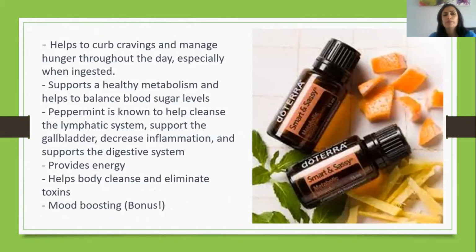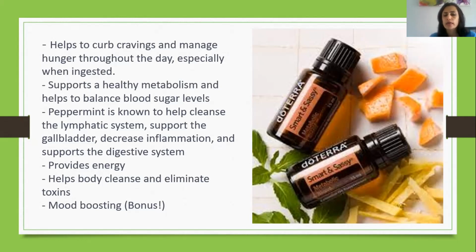So it's got peppermint, ginger, grapefruit and a few other oils. It helps with cravings. It can manage hunger throughout the day, especially if you ingest it. It can support healthy metabolism. It's good for blood sugar control, and it's got peppermint, which is also known to help clean the lymphatic system and support the gallbladder, decrease inflammation, and support the digestive system. It can give you energy. It can eliminate toxins. It's also good for boosting your mood. So that is also specifically good for people who want to lose weight, to include it in your daily routine.